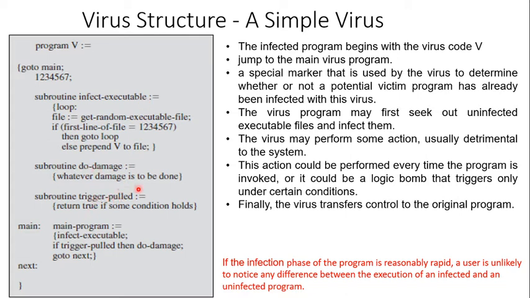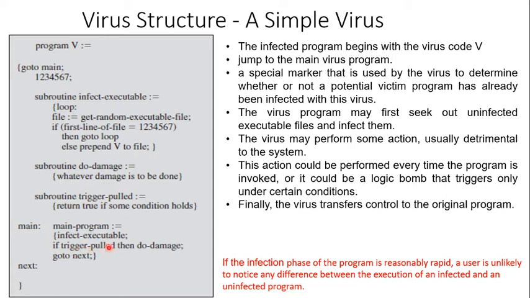So there are three subroutines, and let's see how these three subroutines work in our main method. This is the main program of your virus. Understand? First thing that happens is the infect. First you call the infect executable subroutine. Then you will be calling trigger pulled. If trigger pulled, then do damage; that's what this trigger pulled subroutine does.